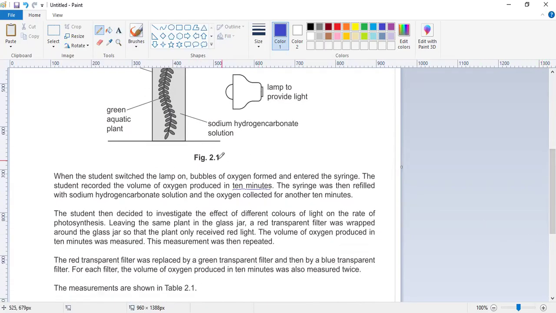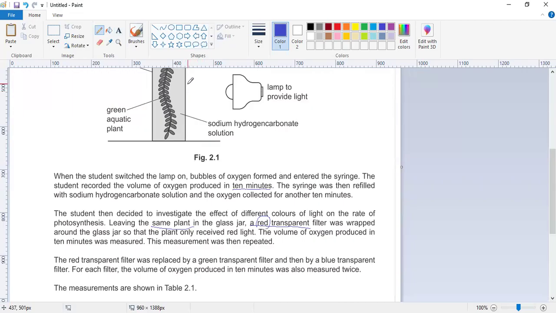The student then decided to investigate the effect of different colors of the light. So the first experiment was when he used the white light. Then he decided to investigate the effect of different colors of the light on the rate of photosynthesis, leaving the same plant in the glass jar so that we can compare the result. That's why we have taken the same plant. A red transparent filter was wrapped around the glass so that the plant only receives the red light.